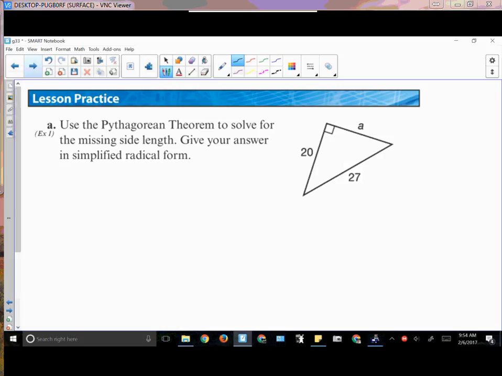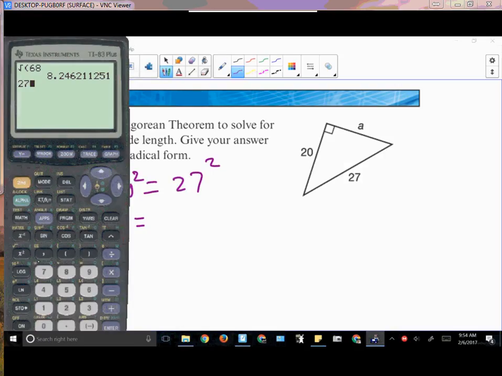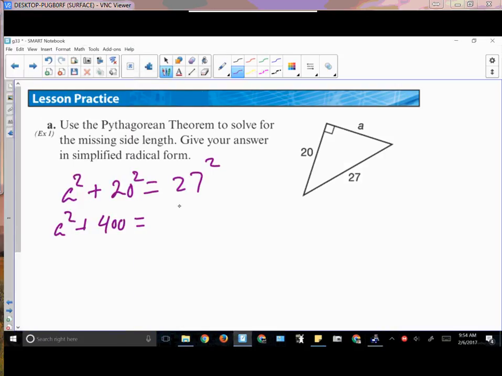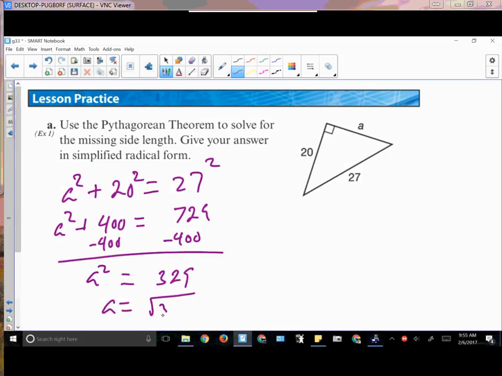All right, let's see if you agree with me. So if I go and say I've got a squared plus 20 squared is equal to 27 squared. Yes? So that means that I've got a squared plus 400 is equal to, I have no idea what 27 squared is, so I take 27 squared, and I end up with 729. Subtract off 400, subtract off 400, and I end up with a squared is equal to 329. So a has to be equal to the square root of 329.